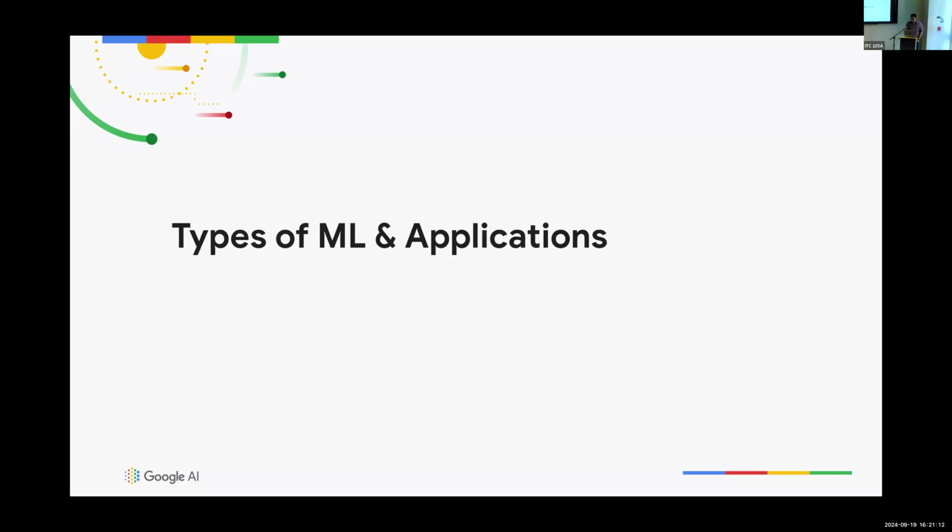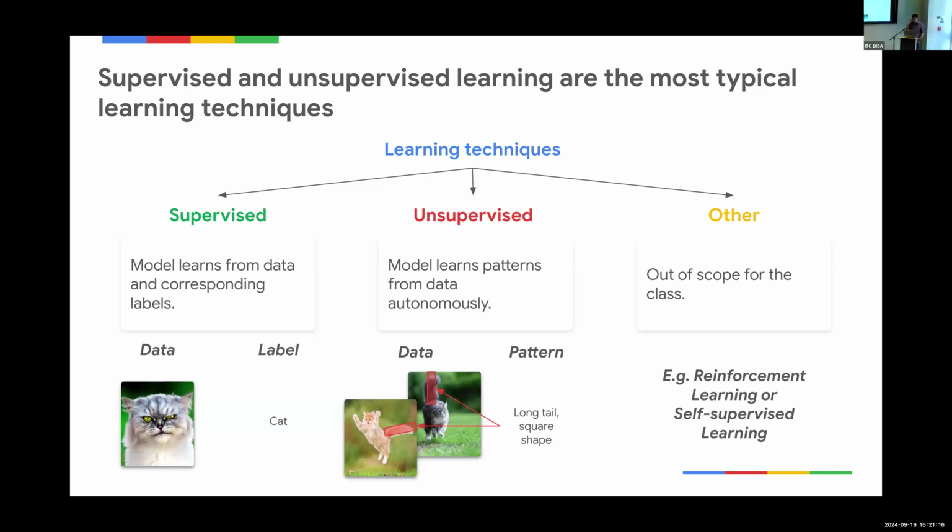So let's get high level. What are the different types of machine learning? There are two big categories, and there is a third one, other, which is out of scope for today.